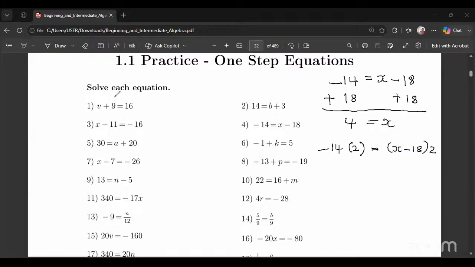So once I have 4, replacing x in the equation, I would get a balance. So for an equation, you won't just get a balance, because what you have on the left-hand side must be equal to what you have on the right-hand side.